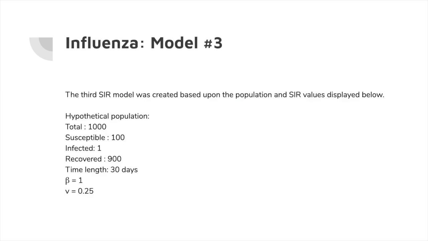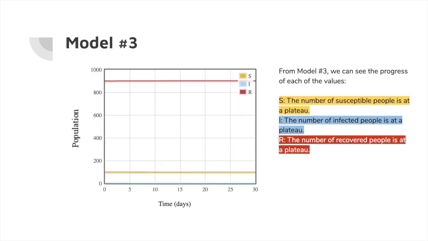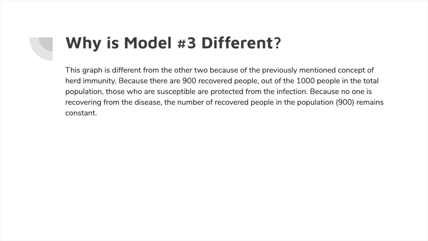Then model number 3, the hypothetical population is the same for all of the number 3 models, and beta and V are the same. So it's the same case with all of the model number 3s, because of herd immunity, like I explained, and those who are susceptible are protected from the infection.